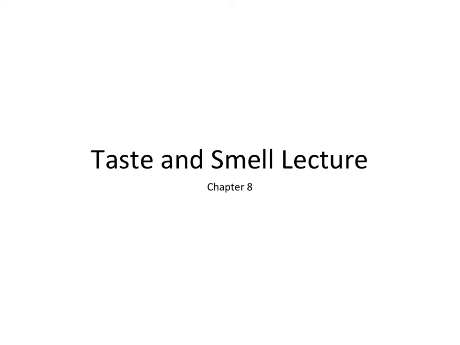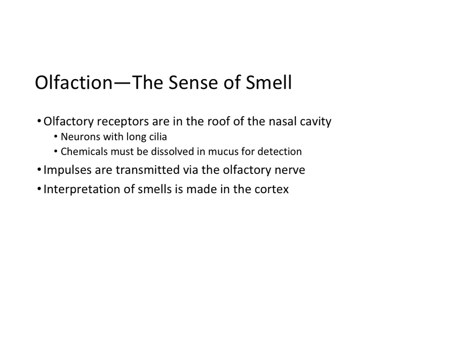In this lecture, we're going to go over how taste and smell function. The name for the sense of smell is olfaction, and olfactory receptors are in the roof of the nasal cavity, and they're neurons that have long cilia. In order for you to smell something, chemicals must be dissolved in mucus for detection. So anything that you smell has actually dissolved in a mucus layer that overlays the olfactory receptors, and then the olfactory receptors are able to detect those chemicals.